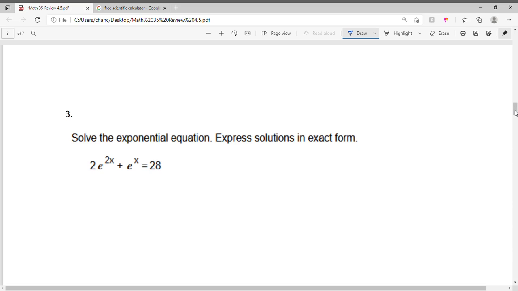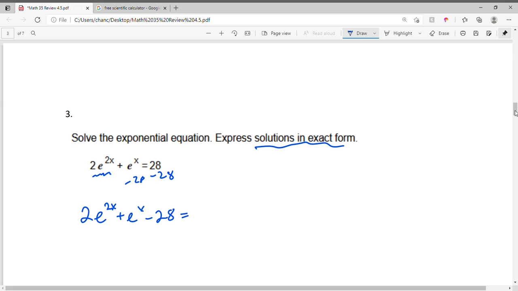Question 3. Solve the exponential equation. Express your solution in exact form. To do this question, notice that we have 2e to the 2x plus e to the x equals 28. It's going to be very difficult to take the natural log of both sides because we have two terms on one side. So we're going to subtract the 28 to both sides instead and try a different strategy. This gives us 2e raised to 2x plus e to the x minus 28 equals 0.